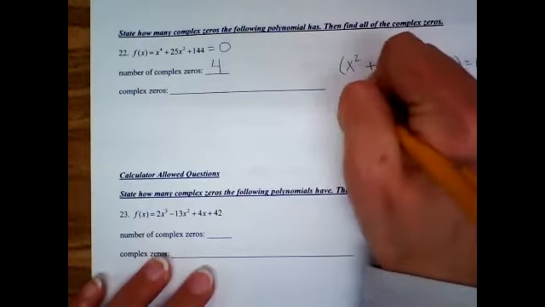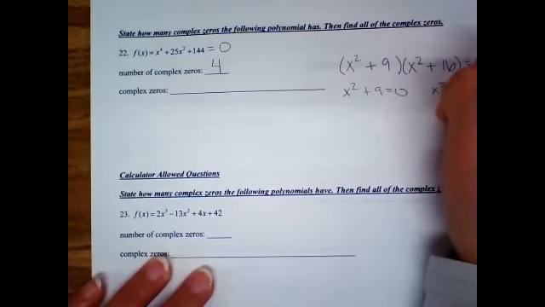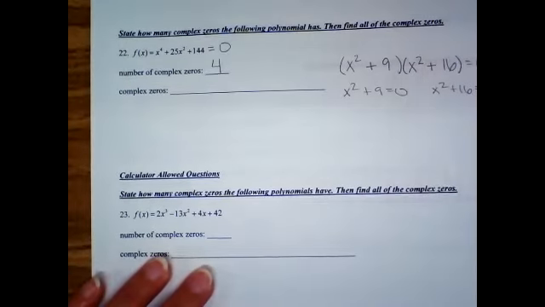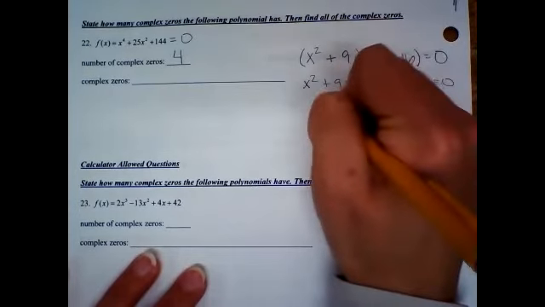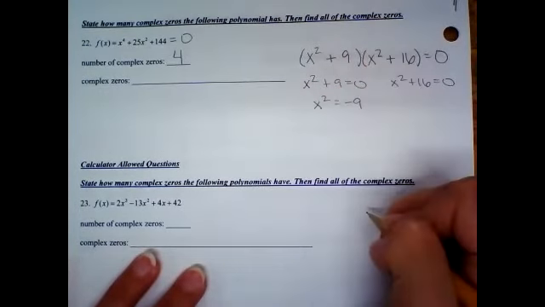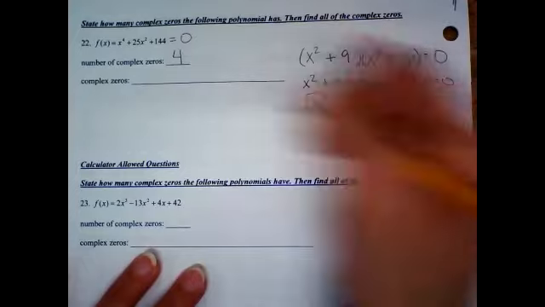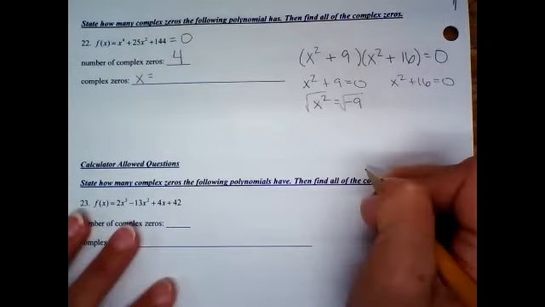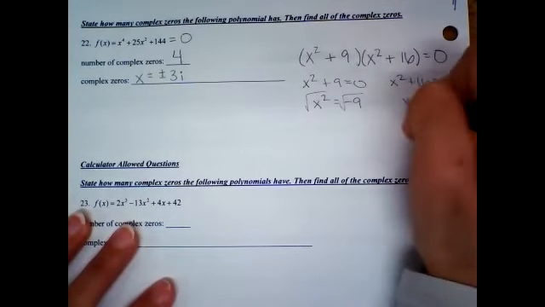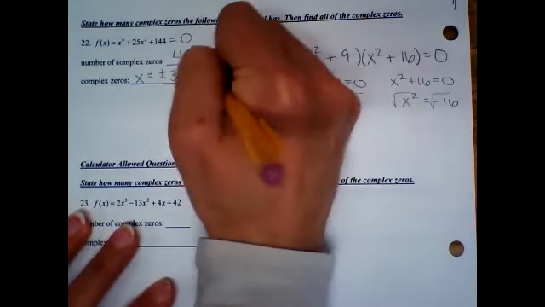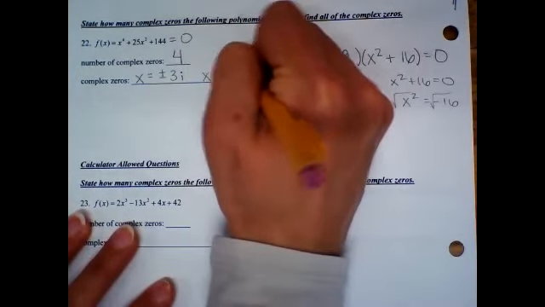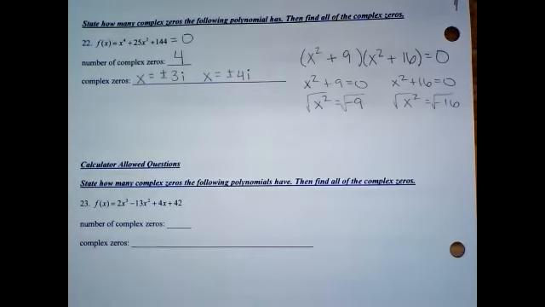Anyway, you're going to set those equal to 0 and solve them. So subtract the 9, square root. I'm going to write the answer on the line. What do you get from that one? Good, plus or minus 3i. This one, you're going to subtract the 16. Square root, you get plus and minus 4i. We're going to finish. Isn't that awesome?